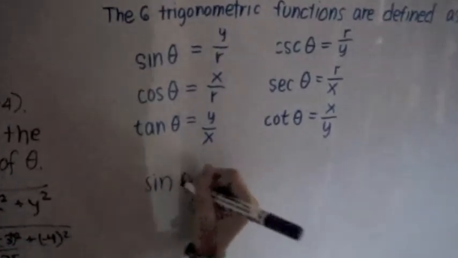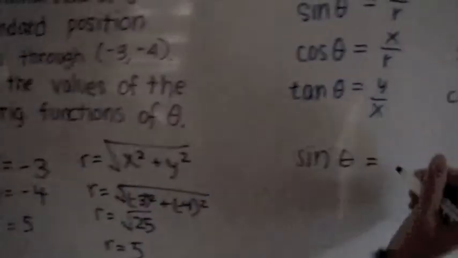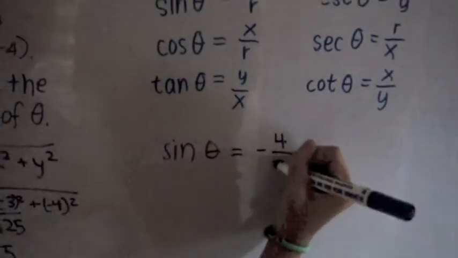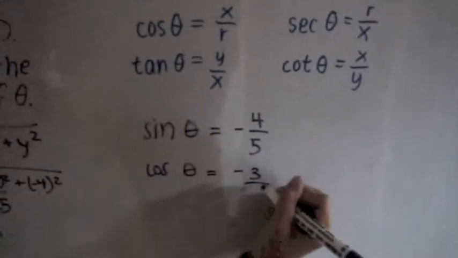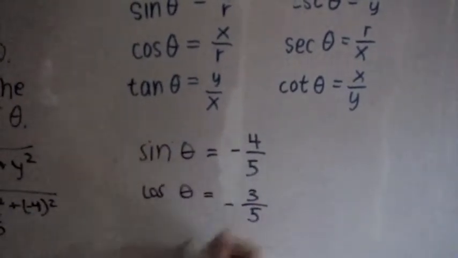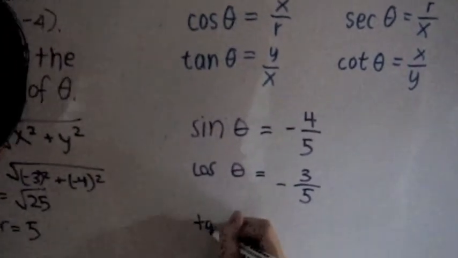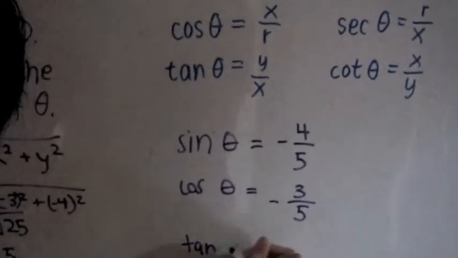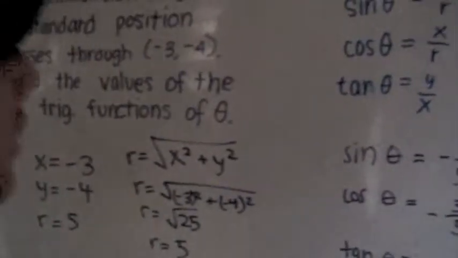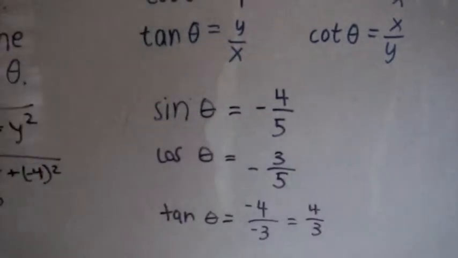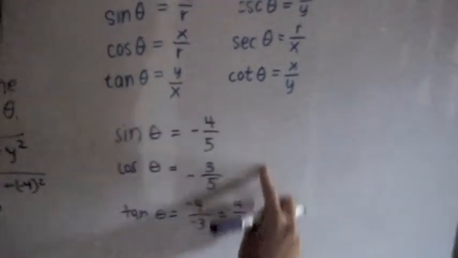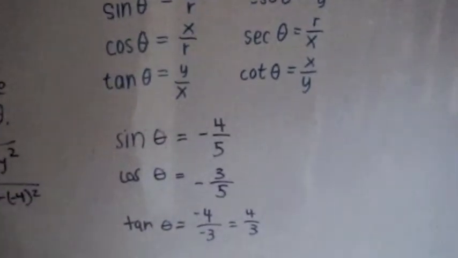Sine theta is equal to y over r. So that's -4 over 5. Cosine theta is equal to x over r. So that's -3 over 5. Tangent theta, on the other hand, is equal to y over x, which is -4 over -3, makes it 4 over 3. To get the cosecant, secant, and the cotangent, you just get the reciprocals of these 3 functions.